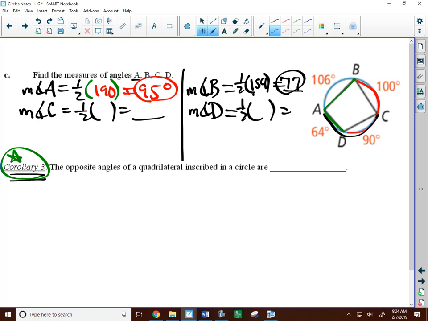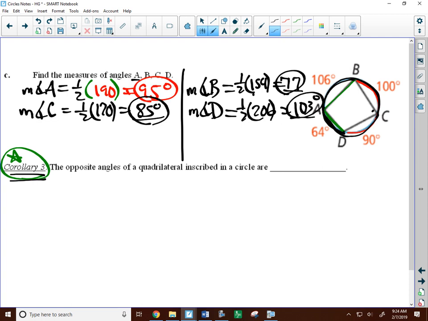Nice. C, what is it? Half of 170. Let's see, because C goes to 106 and 64, and that's 170. And finally, D. Yeah. Because D goes to 106 and 100, that's 206. Therefore, there's this corollary we can write in.